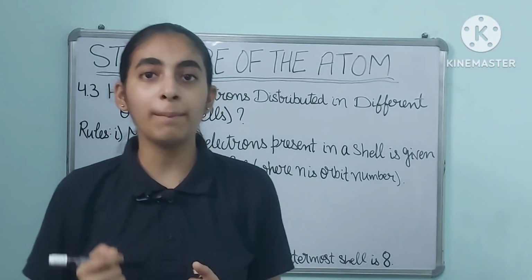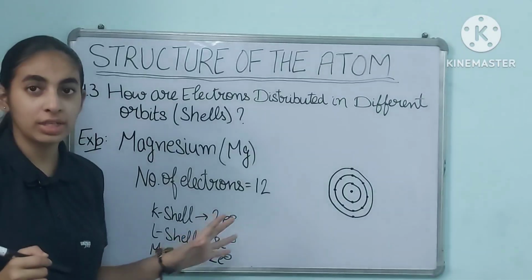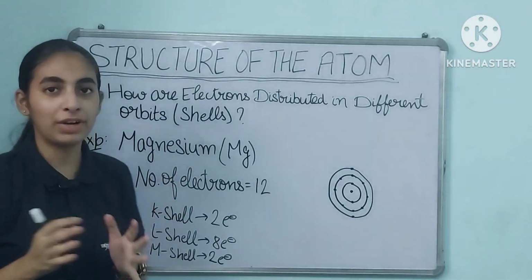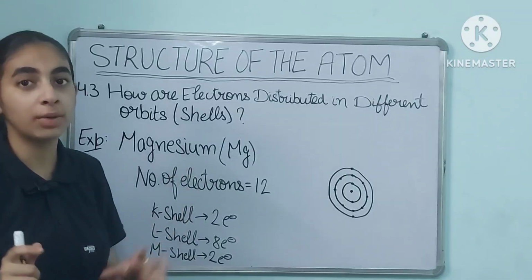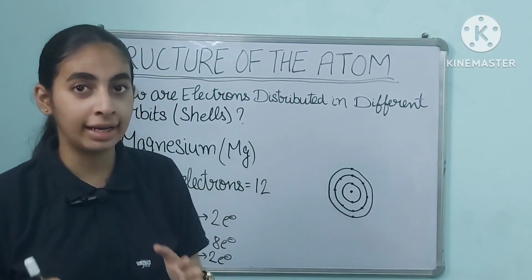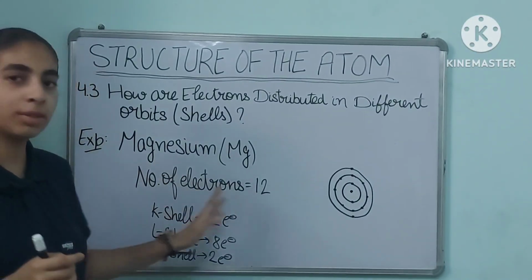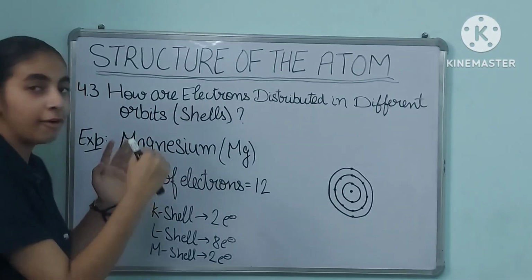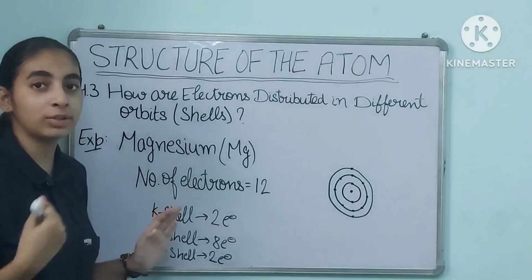Taking the example of magnesium, the number of electrons is 12, and the symbol of magnesium is Mg. You also have to learn the symbols of the elements, like aluminium, Al, sodium, Na, and magnesium, Mg. The number of electrons present in magnesium is 12. Now I have to write the electronic configuration: in the K shell, how many electrons will come?